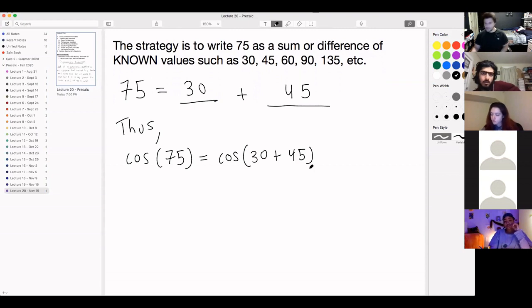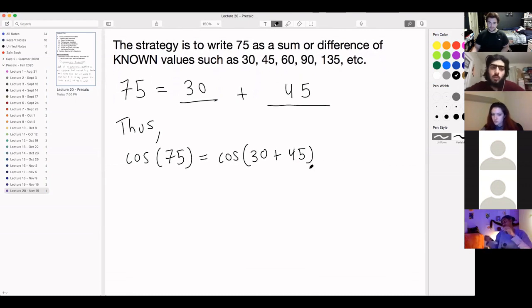Okay. So you'd want to use the unit value. I'm sorry, how do I say? So basically, you would want to use the unit circle degrees that we already know, like 30, 45, and etc. Exactly. You use those as your building blocks to get at this unknown value.